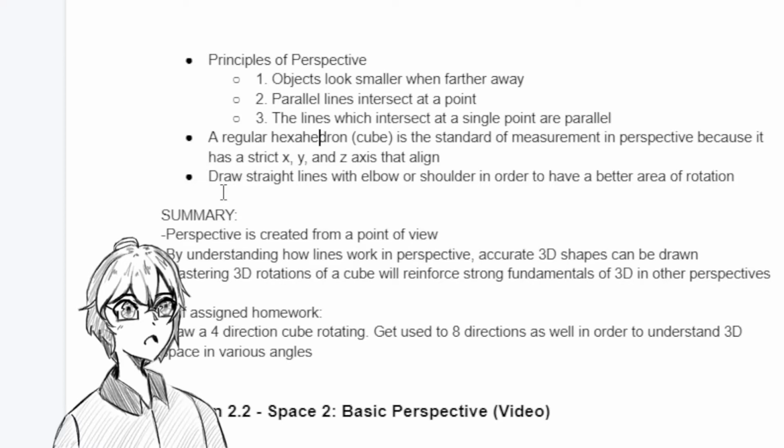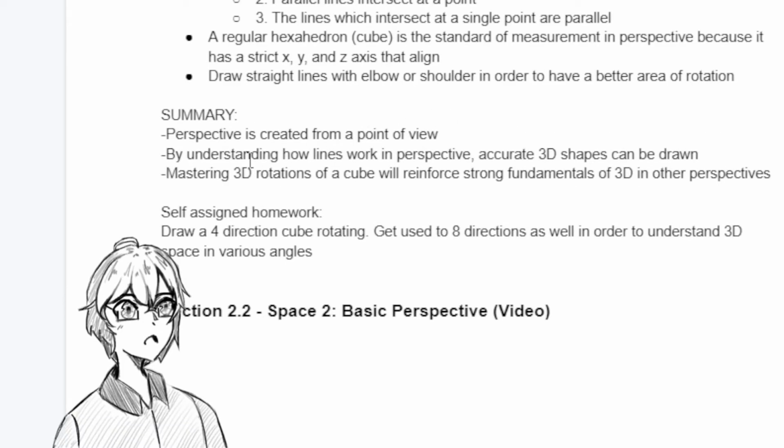And then just as a quick note, draw straight lines with the elbow or the shoulder in order to have a better area of rotation. That's because if you rotate your fingers and your wrist alone, the point at which your wrist or fingers have to start rotating because of the joint is much shorter than the length when rotating your elbow. Because of that, you can get a much longer reach for creating straight lines across your canvas with your elbow and your shoulder rather than just the smaller joints that make up your hand and your fingers.